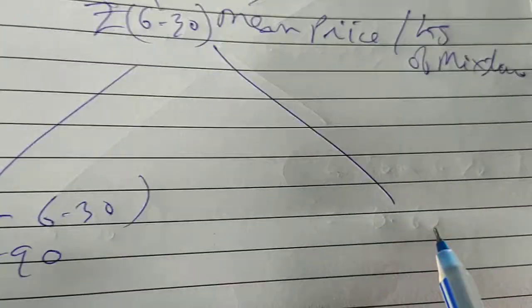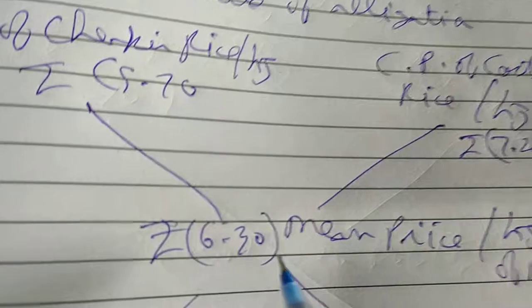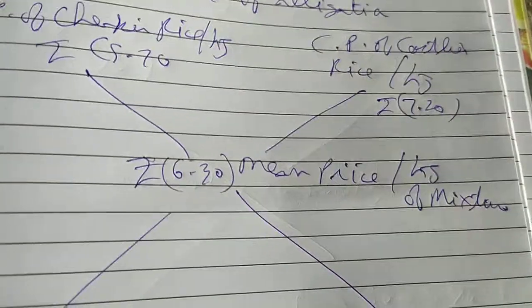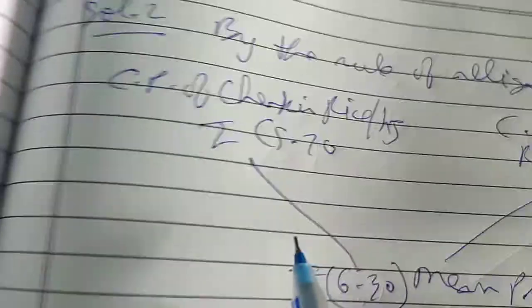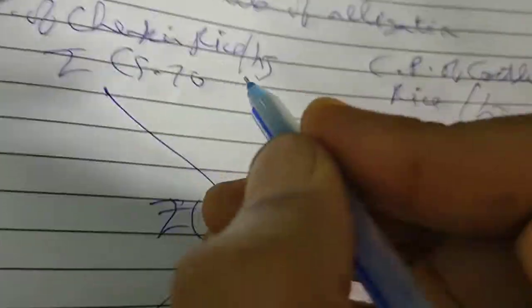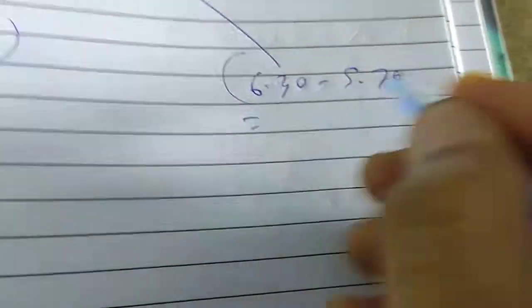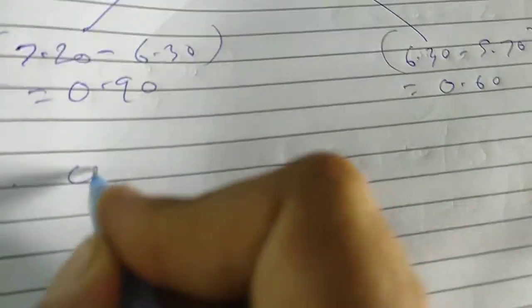And here to the right of the cross at the bottom we will be writing, see here which one is bigger, C or M? M is bigger, so we will be writing here M minus C. So that is 6.30 minus our value of the cheaper item, which is rupees 5.70, and this will give us 0.60.